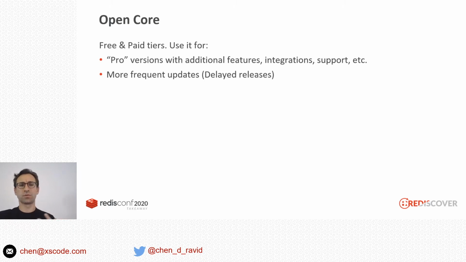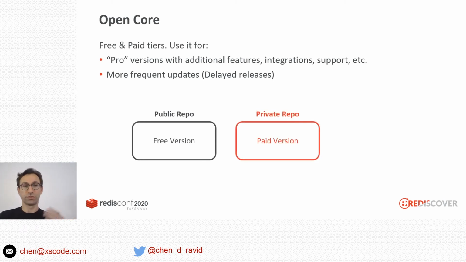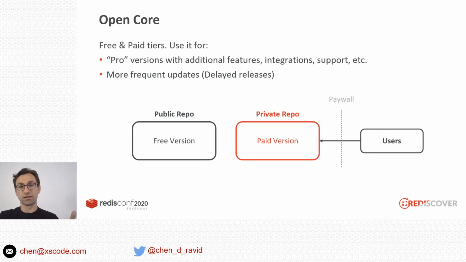So how does this work in real life? You have a public repository on GitHub that has the free version, and you keep your paid version, your pro version, or your more frequently updated version in a private repository on GitHub also. The way we do it at Access Code is that we provide a paywall that prevents people accessing your repository unless they paid.